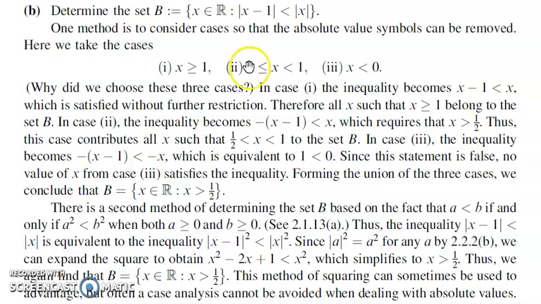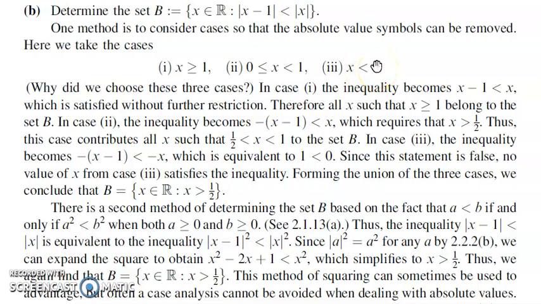The first one is we divide the set of all real numbers into three different classes based on the points 0 and 1. The first class is the set of all real numbers which are greater than 1. The second class is the set of all real numbers which are in between 0 and 1. The third class is the set of all real numbers which are less than 0.